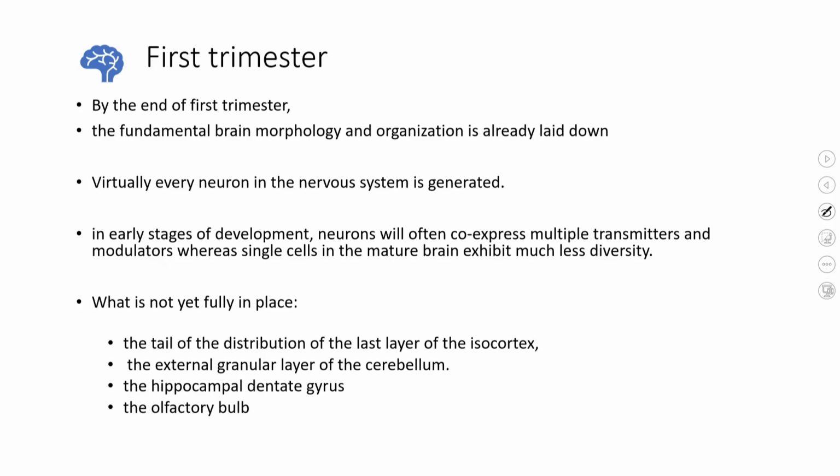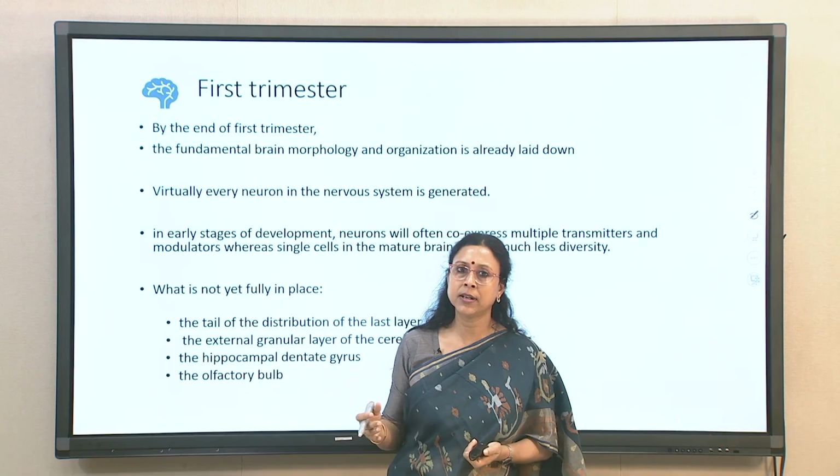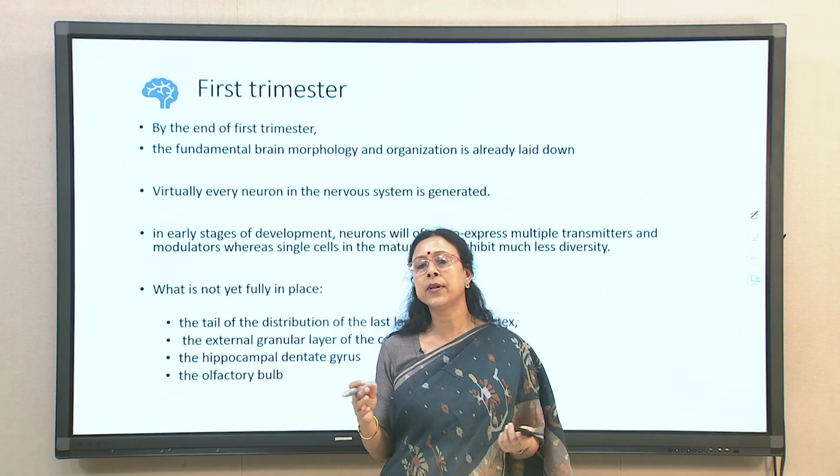Virtually every neuron in the nervous system has been generated. The cells will be generated, then shifted and transferred to their own places, and then they form the different regions and so on. So, the major part of the neurons are already generated. In early stages of development, neurons will often co-express multiple transmitters and modulators, whereas single cells in the human mature brain exhibit much less diversity. What is very interesting in the fetal brain is that it creates a large number of neurons, and eventually they will be pruned. All of those neurons will not be necessary later on. They will be cut down, cleaned and so on. However, the majority of the neurons are created.